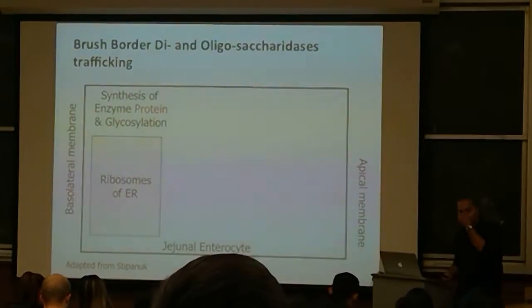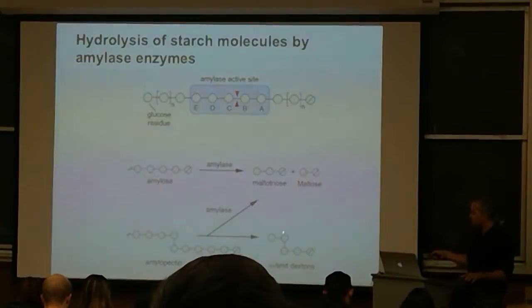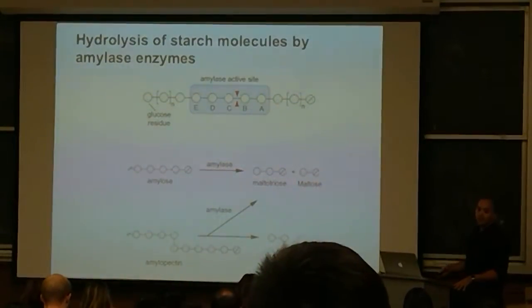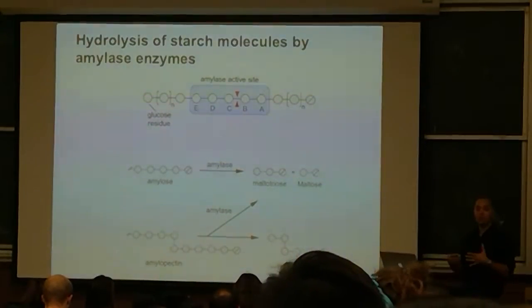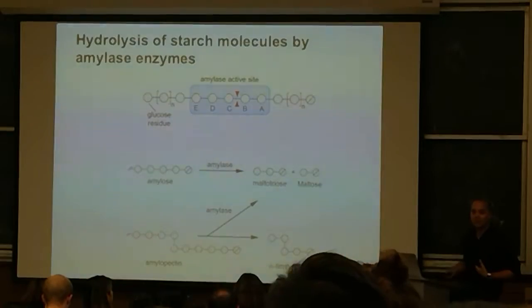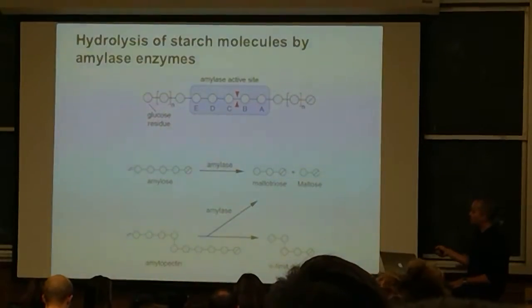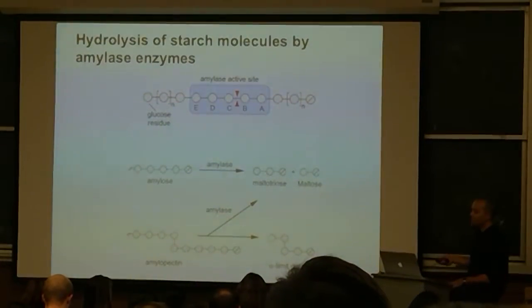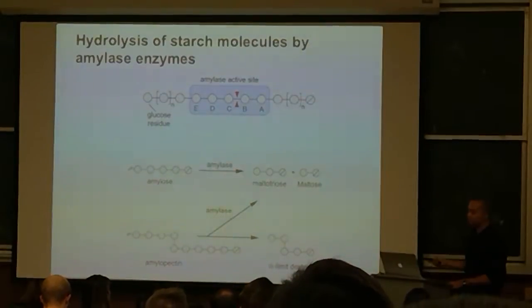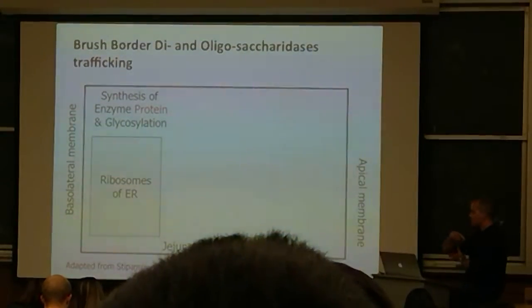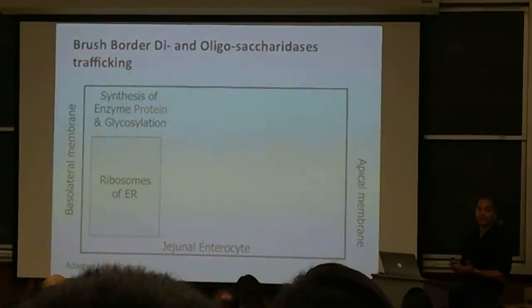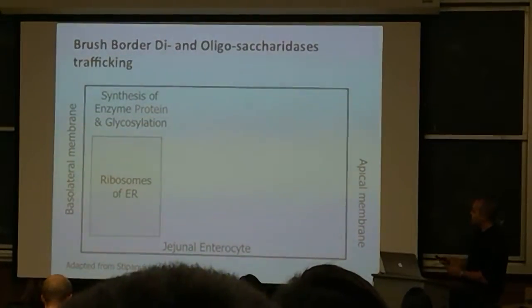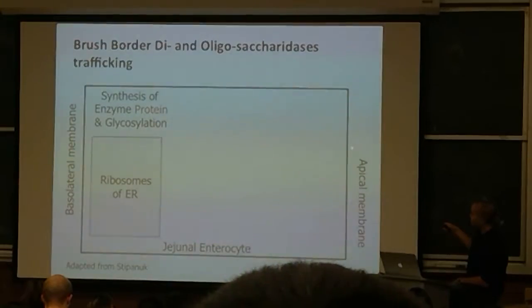Okay, so in order to digest those further, as I mentioned, we can't absorb these. We need to break them down into single glucose monosaccharides in order for us to actually absorb those in our enterocytes. We need additional enzymes to break these remaining glycosidic bonds. And so this happens through the actions of brush-border di- and oligosaccharidases. And so these are going to be presented on the apical membrane of an enterocyte.